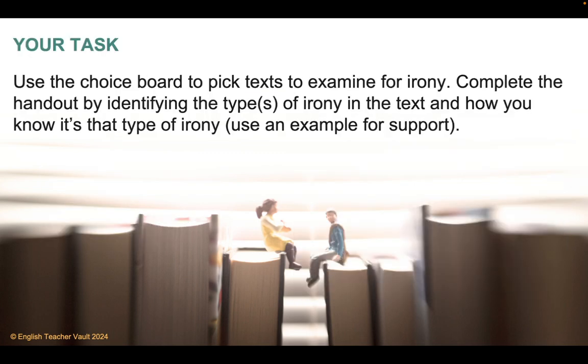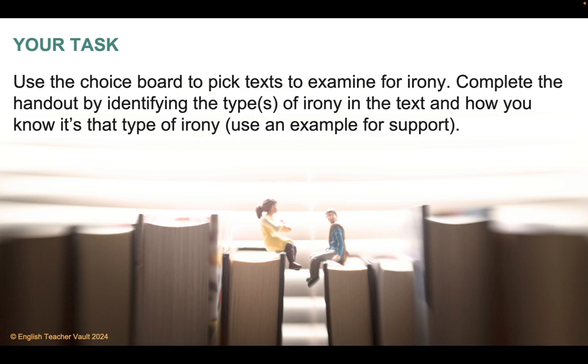So at this point, you will give your students access to the Irony Choice Board, and they will get to either read short stories, watch short clips, watch short animated films, listen to songs, or read poetry, or a combination of all of those things. And they will start to decipher where the irony is in these texts. Now, if you want to scaffold this lesson a bit more, you can use a we do, pairs do, you do strategy. In that case, one text we would do together, and then pairs would do a text, and then students on their own would do a text.